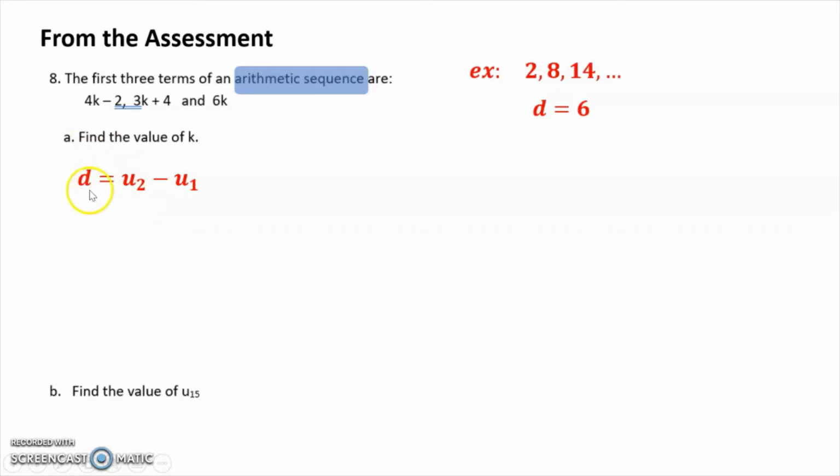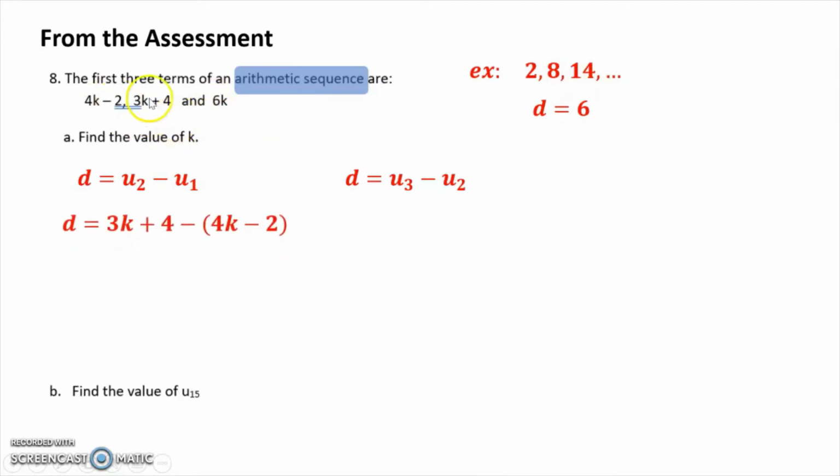So I'm going to write that equation. The d value equals u2 minus u1, because again, the second term minus the first will give us the d value. And we can write that here. We can also say the d value is u3 minus u2, because again, we could have done third term minus second to get the d value. So in this case, that minus that.